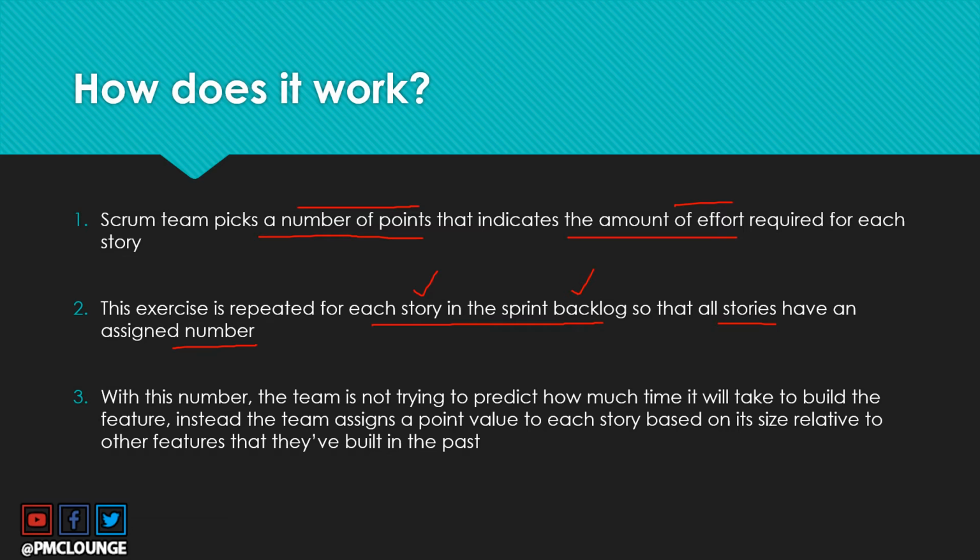Now with this number, the team is not trying to predict how much time it will take to build the feature, which is something we talked about. Instead, the team assigns a point value to each story based on its size relative to the other features that they've built in the past, and relative to the other features present in the sprint backlog as well. They can take reference of whatever their experience has been in the past. So this is a relative value, and this is how points are assigned to all the user stories.